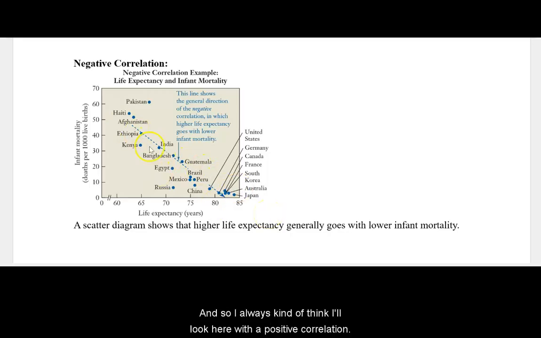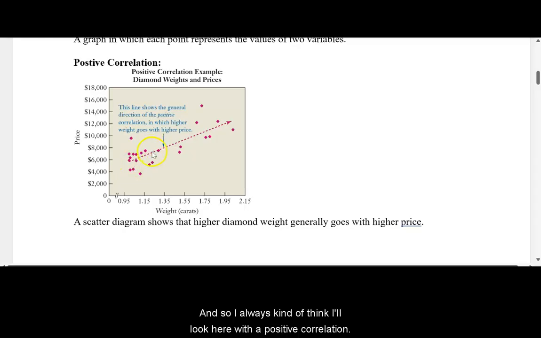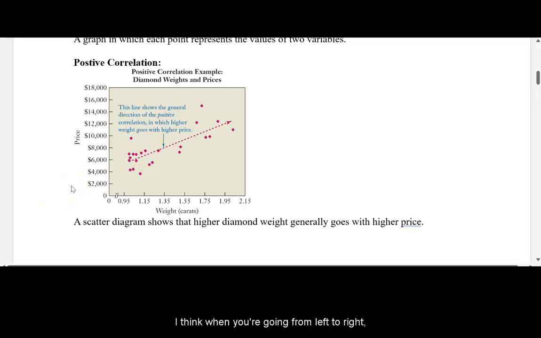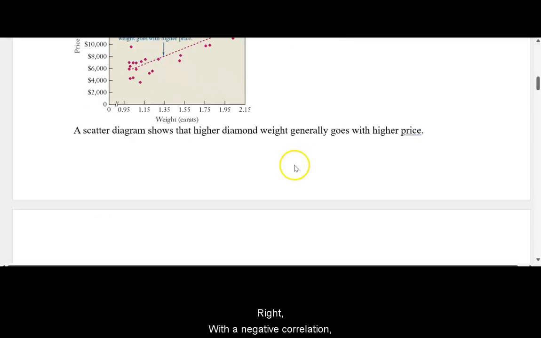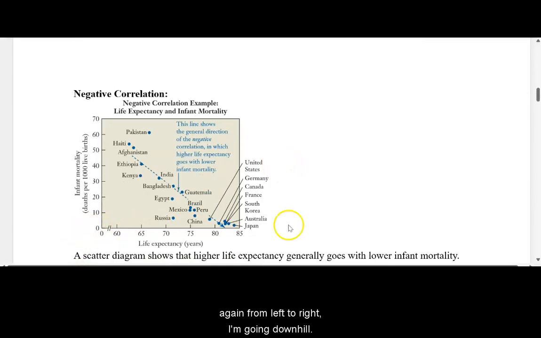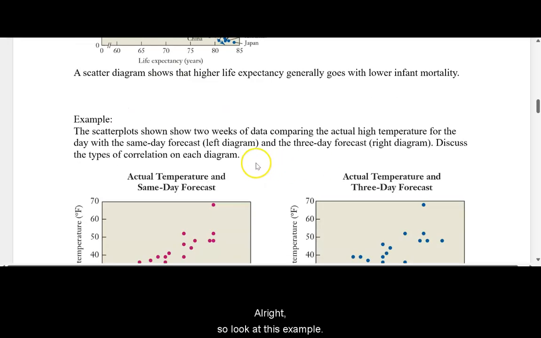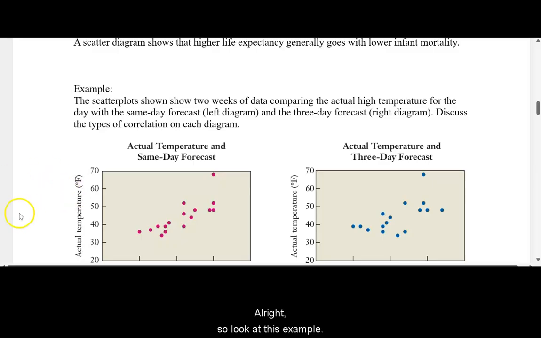And so I always kind of think, with a positive correlation, when you're going from left to right, always look from left to right, you're kind of going uphill, right? With a negative correlation, again, from left to right, I'm going downhill. That would be negative.